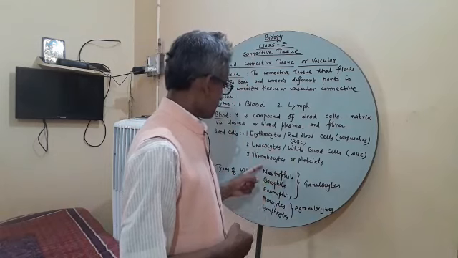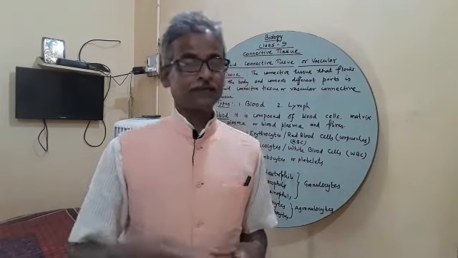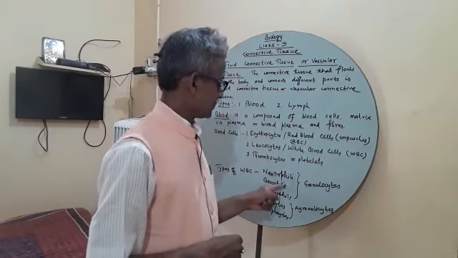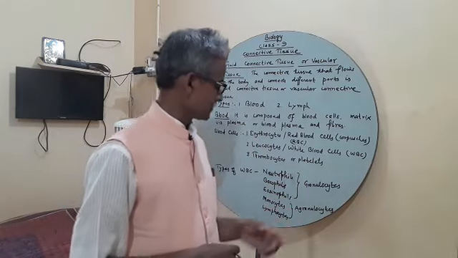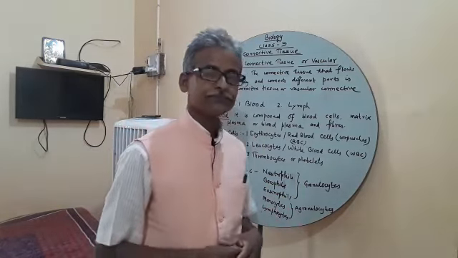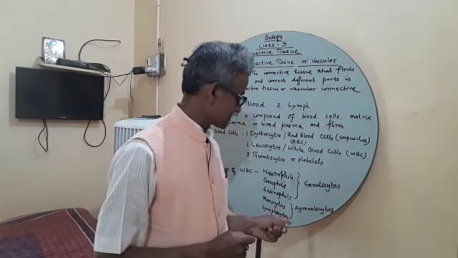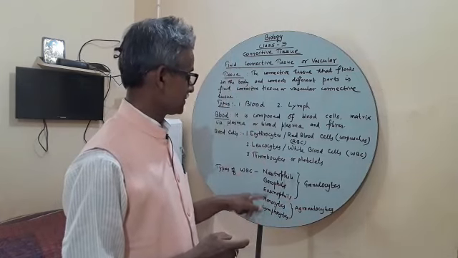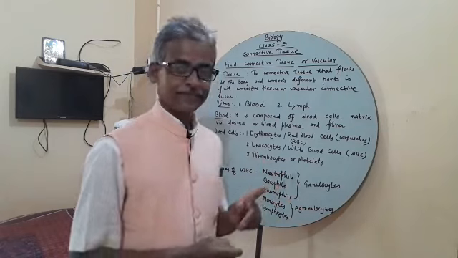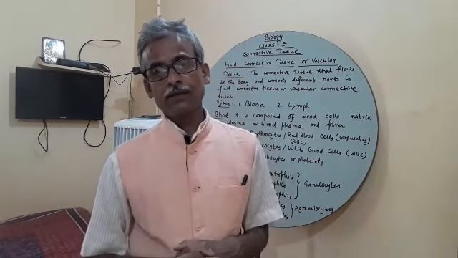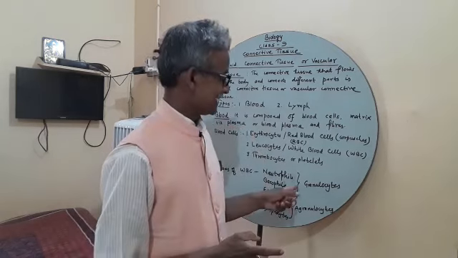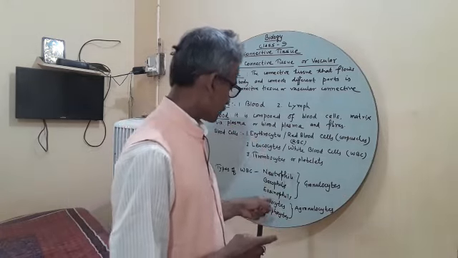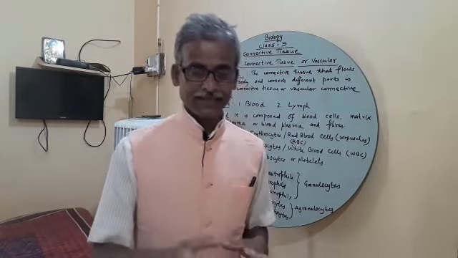There are 5 types of white blood cells: neutrophils, basophils, eosinophils, monocytes, and last, lymphocytes. Among these 5, the first 3, that is neutrophils, basophils, and eosinophils, are called granulocytes, and monocytes and lymphocytes are called agranulocytes.